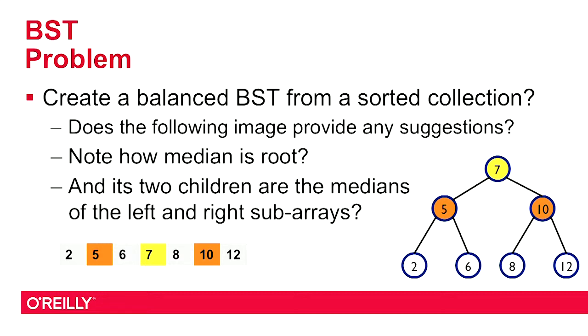So the question is, given a sorted collection, can I create a balanced binary search tree from the beginning and do so without much effort? And so I want to give you some ideas about how you would go about doing this.